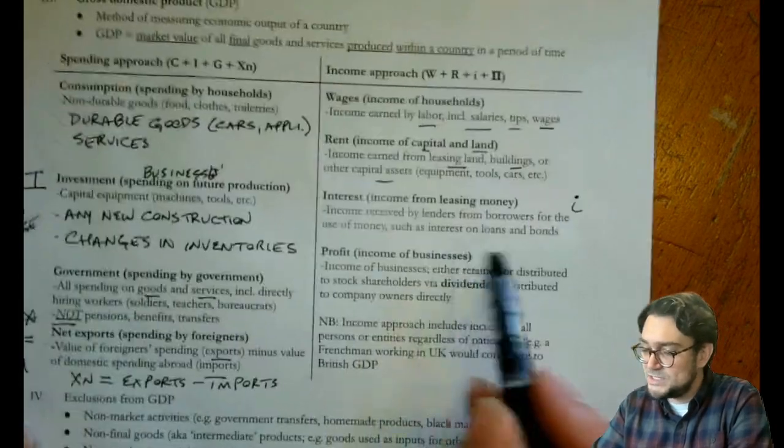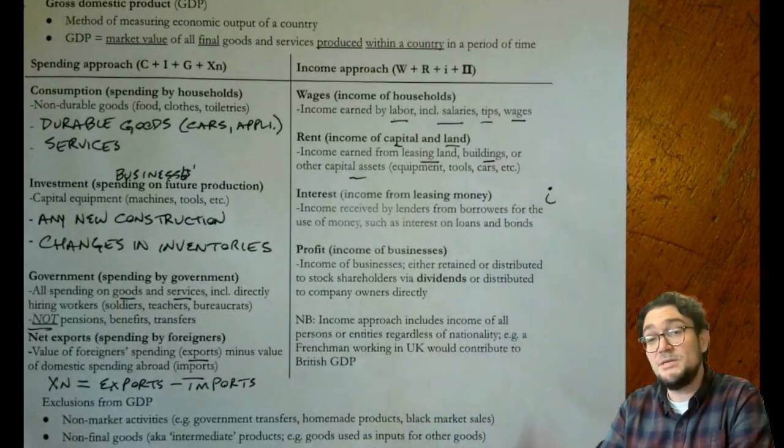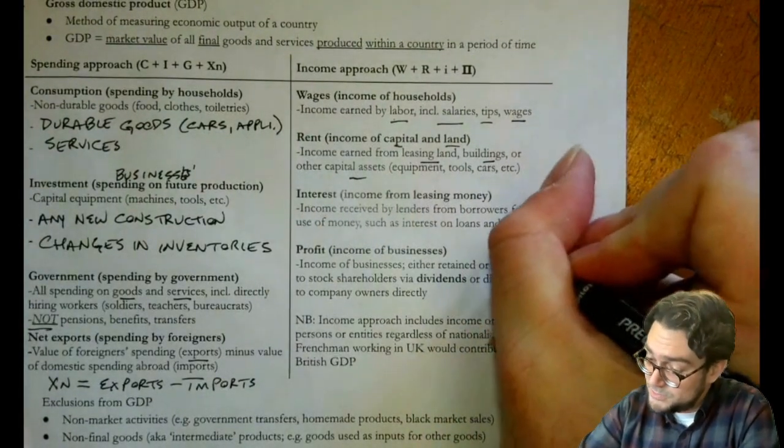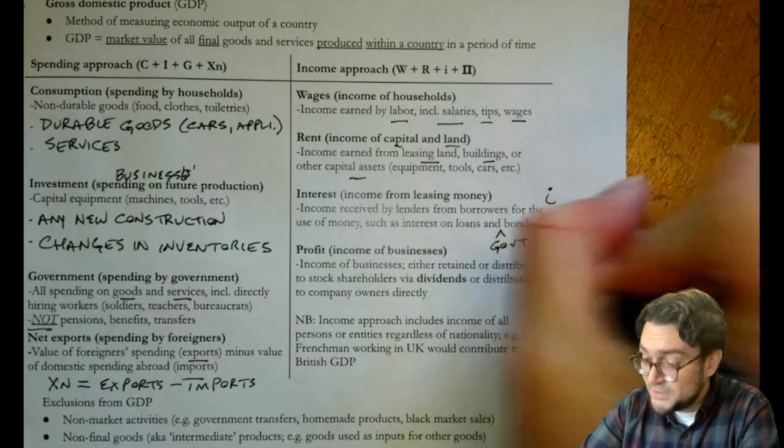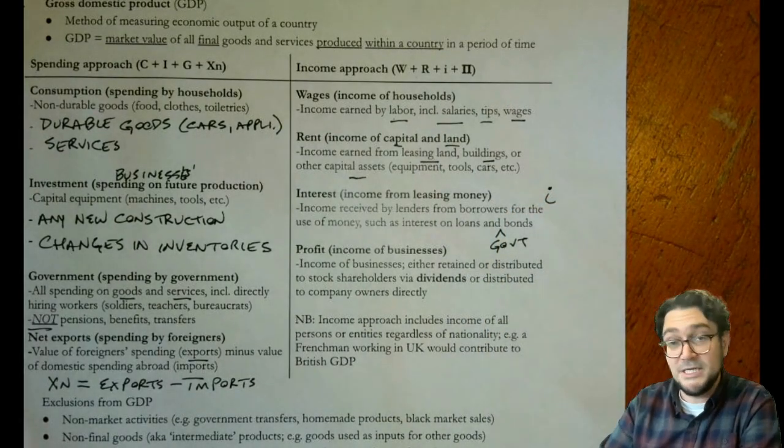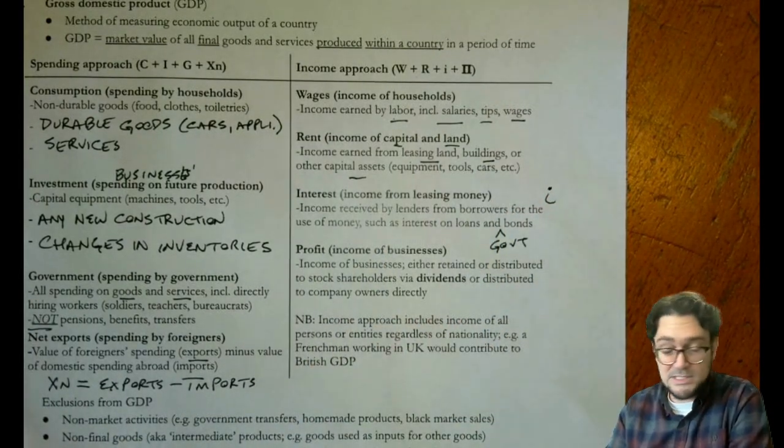And so any interest on loans and bonds, if the government borrows money, for example, it includes government bonds. So if the government borrows money and they spend money on interest, that actually counts in interest income.